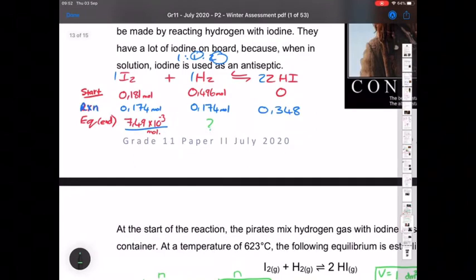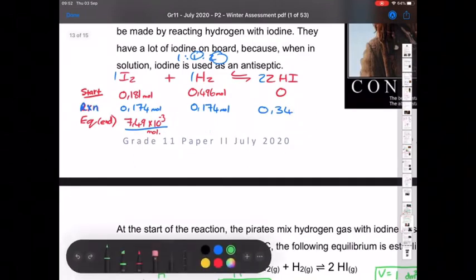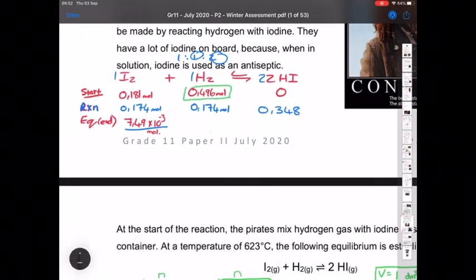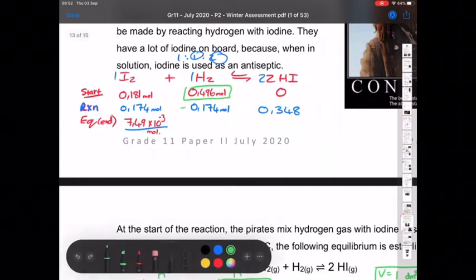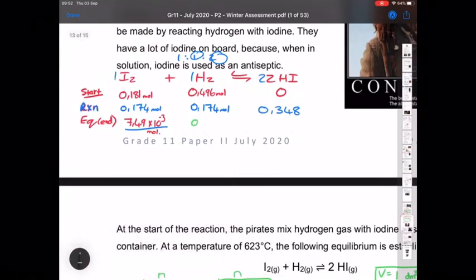And to get this value, if you started with 0.496 moles of hydrogen and you used 0.174, then how much will you have at the end? So 0.496 minus 0.174 gives 0.322 moles of hydrogen. And again, using the divide up, multiply across.